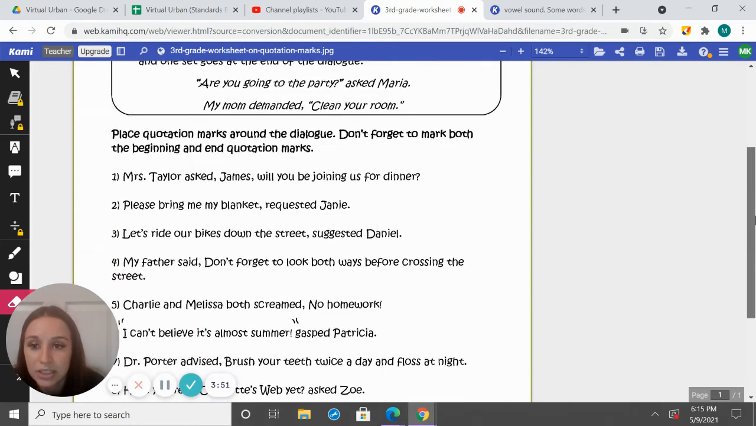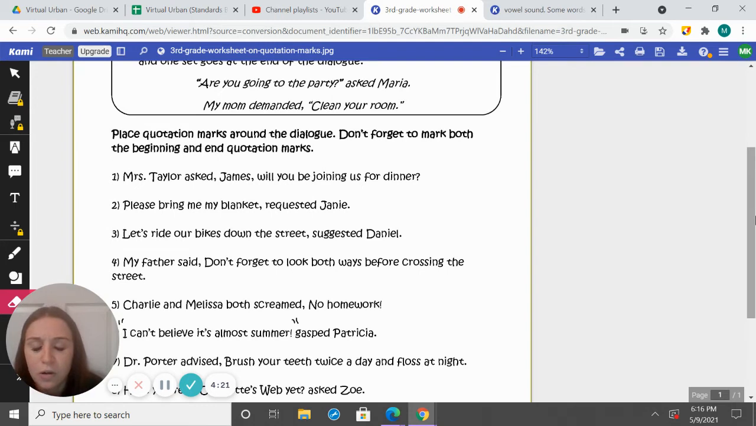So let's read the directions. It says place quotation marks around the dialogue, and don't forget to mark both the beginning and end quotation marks. So we want to make sure that we're putting both sets, right? They come in pairs. We can't just put one, we need two. So our job is we're going to read, find the dialogue, what needs quotation marks around it, and then go ahead and put those quotation marks in. So I'm going to go ahead and talk us through number 1 and 2, and then once we get to number 3, I'm going to ask you guys to jump in and help a little bit.